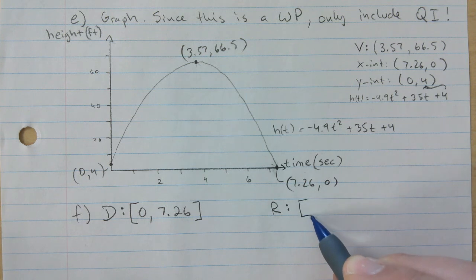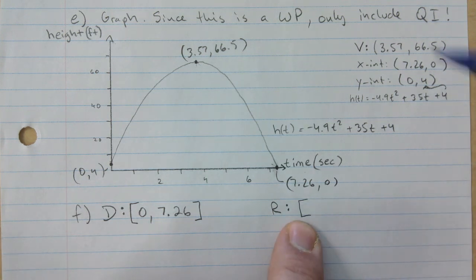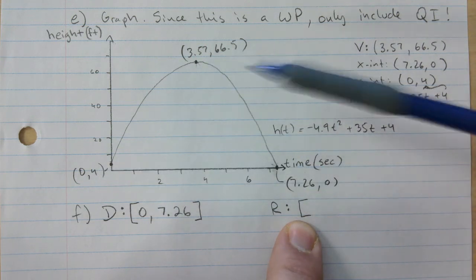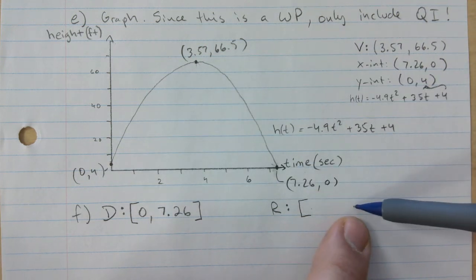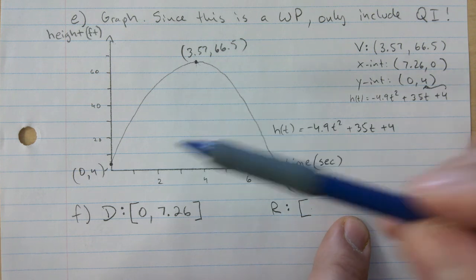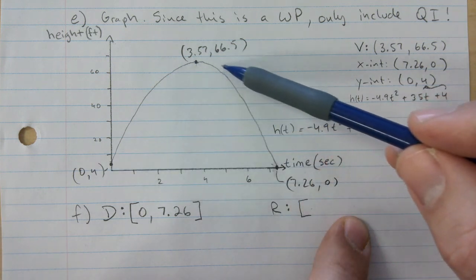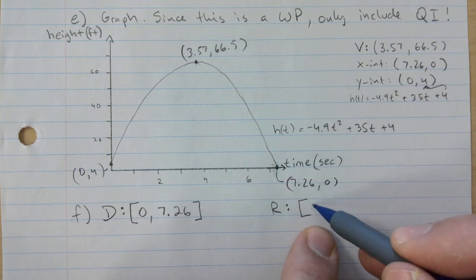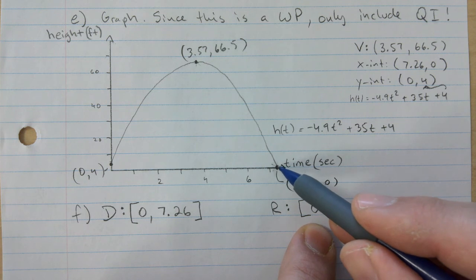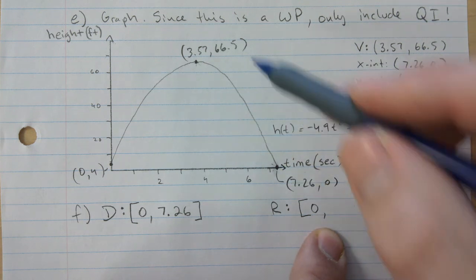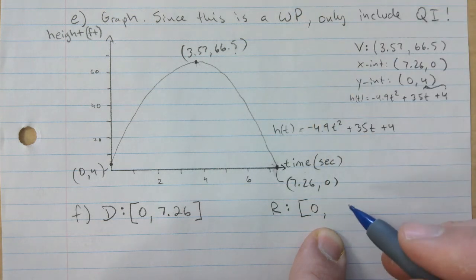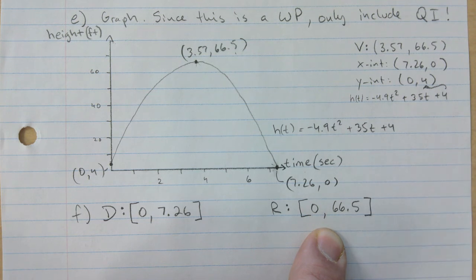And for range, this is what throws students off. Well, you start at 4 and you go to 66.5. So they'll put down 4, 66.5, right? However, they forget that you do come back to 0. So you need to include 0 as the lowest y value all the way to the y value of the vertex, which is 66.5, like this, square brackets.